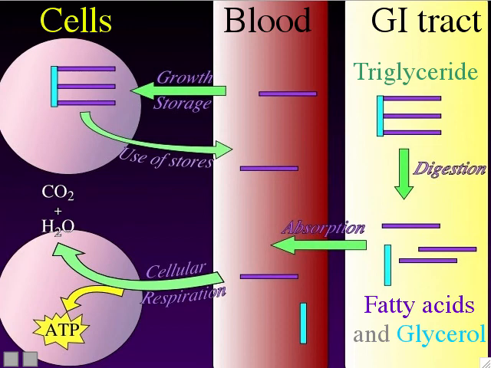Okay, so this shows a good summary of most of the parts of triglyceride metabolism. Just to review, when you eat foods that contain fats or oils, you're putting triglycerides in your GI tract, and then your GI tract digests them into fatty acids and glycerol. Those eventually get absorbed into the bloodstream.